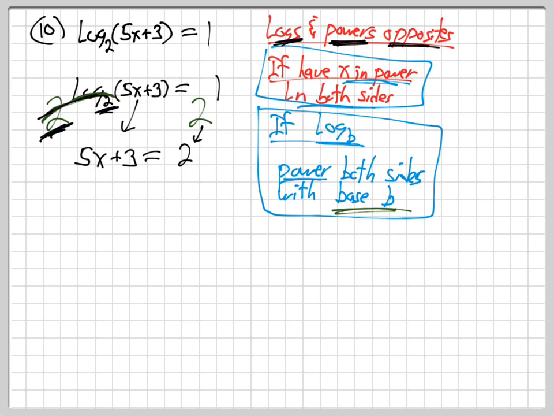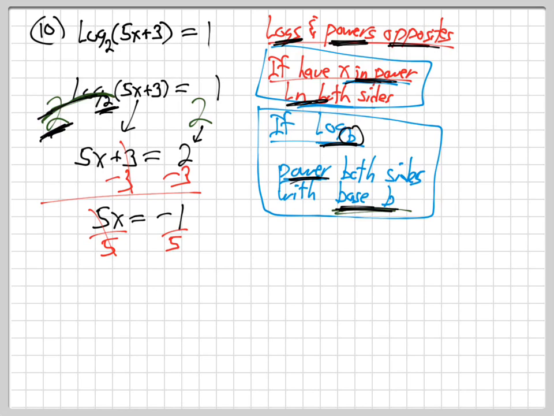If you've got powers, natural log both sides. If you've got logs, power both sides by that same base b, whatever the base is. And they'll cancel out. They're like a second power and a root. They're opposites. Okay, now it's easy, right? Now you just subtract 3 from both sides. Boom. 5x is negative 1. Last step, divide by 5. Boom. There it is. Negative 1/5. And they said they want a decimal, so if you divide that in your calculator, negative 0.2. There we go. Let's try another one.